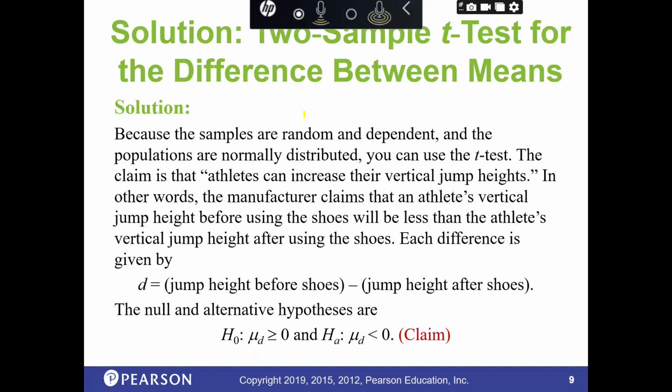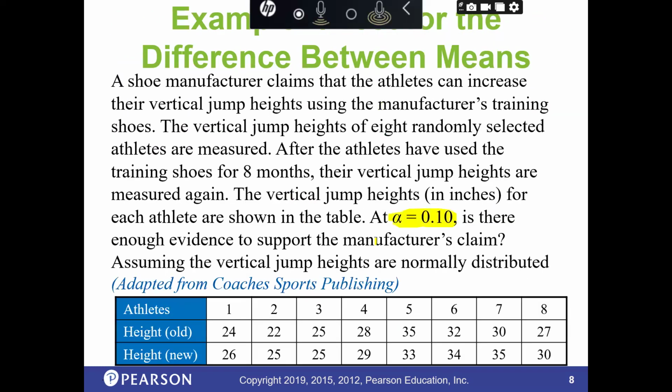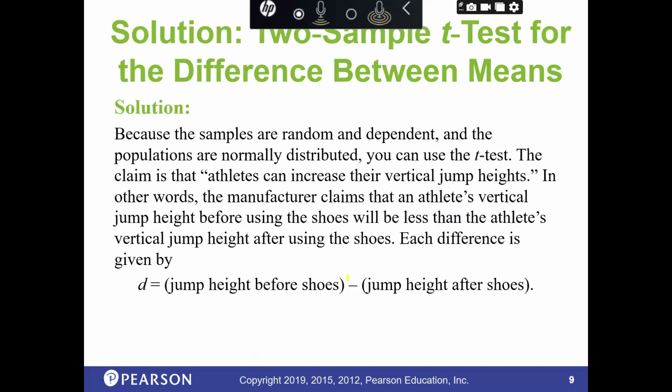All right, so what do we do? Oh, sorry, I'm going a little too fast. First things first, the way we're going to measure the D value is the jump before the shoes and the jump after the shoes. So somehow you have to make an equation for D. How are you going to calculate the difference? In this case, the jump before the shoes should be shorter and the jump after the shoes should be higher. So if you get negative values, that actually is a good thing for the shoe manufacturer.